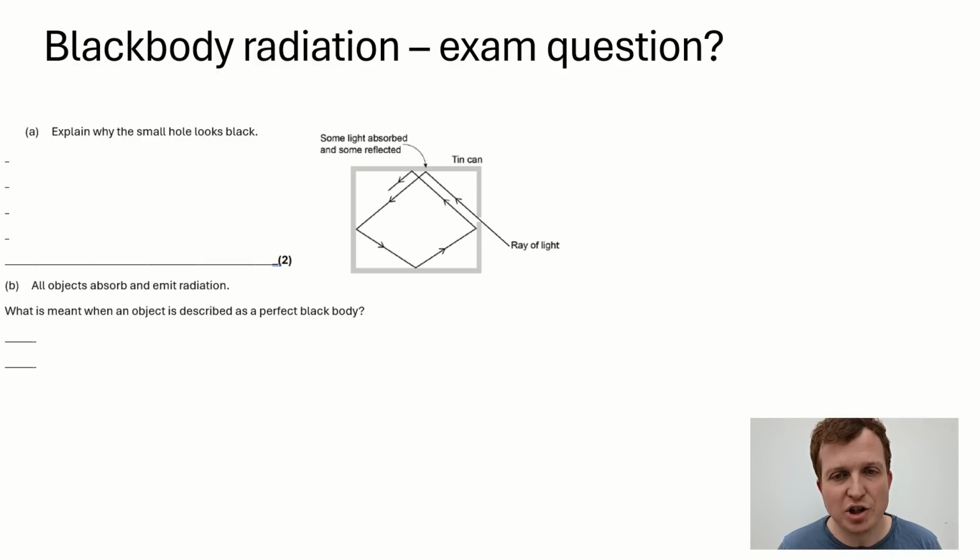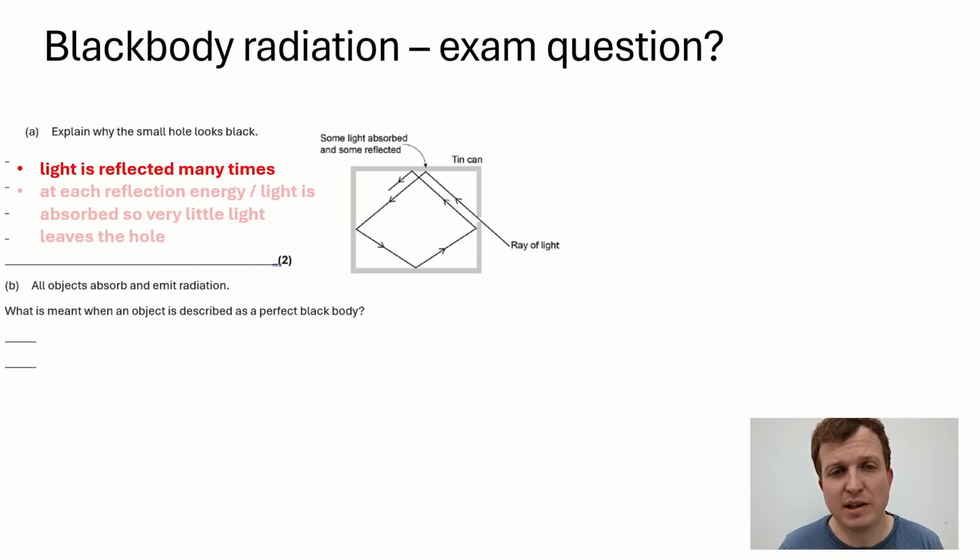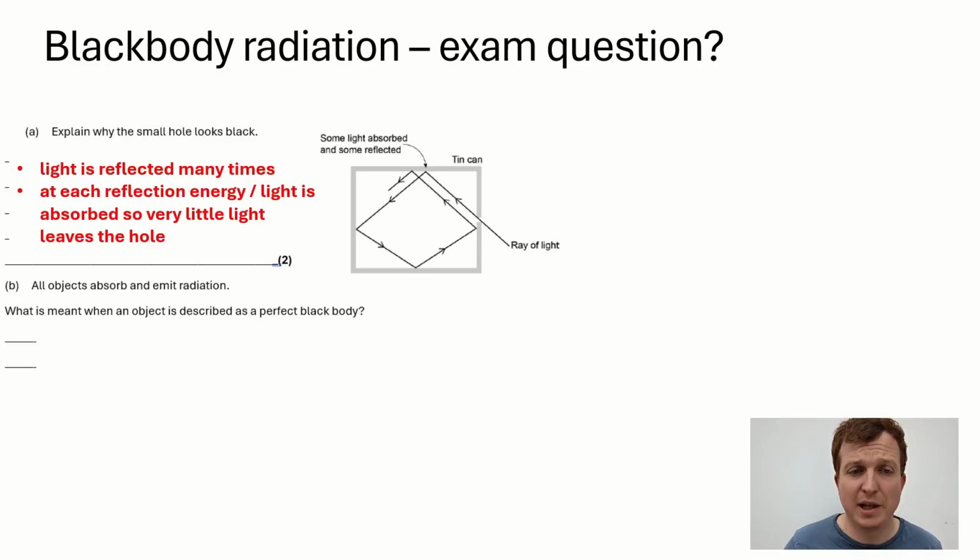So blackbody radiation, we've got a box very similar to what we've looked at previously. It says, why does the small hole look black? So we had something like light is reflected many times. Each reflection, a bit of energy or light is absorbed, so very little leaves, so therefore it looks black.